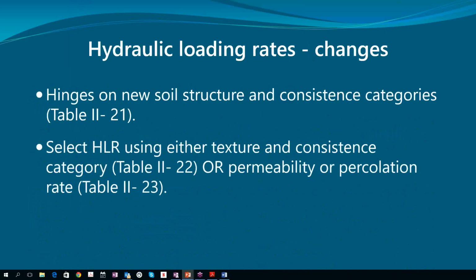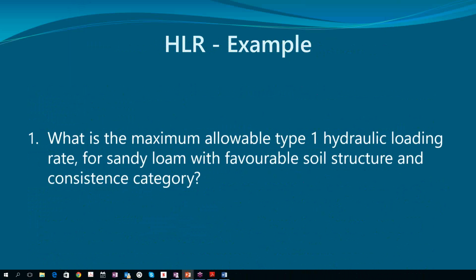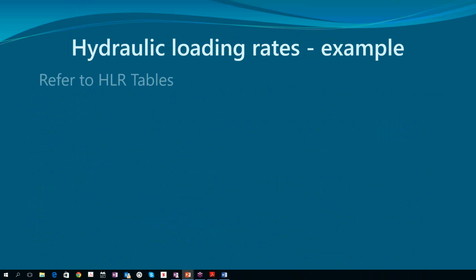Hydraulic loading rates is a new application. It now is a two-pronged approach dealing with soil characteristics and permeability or perk rates. I had some examples.